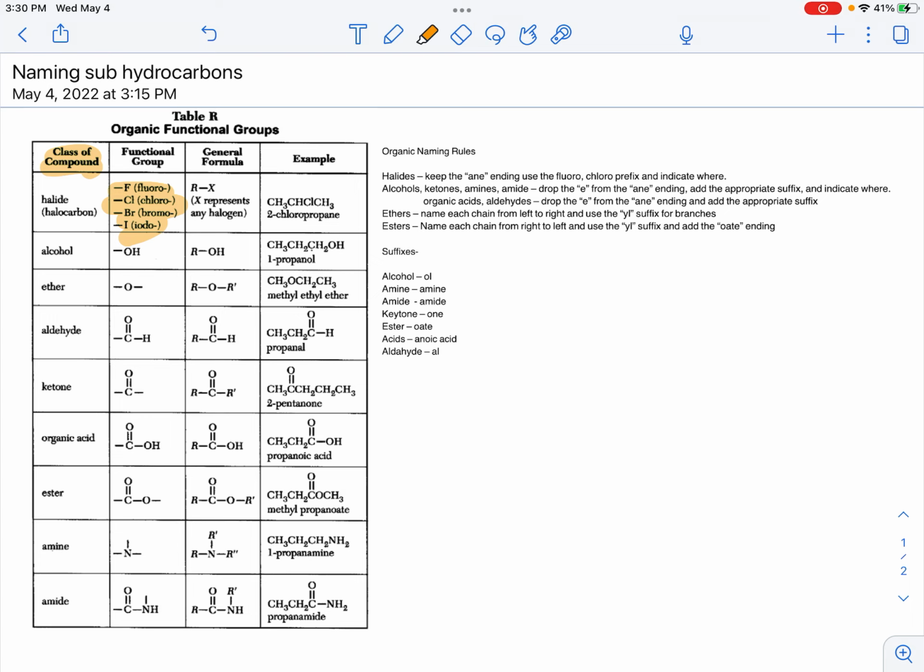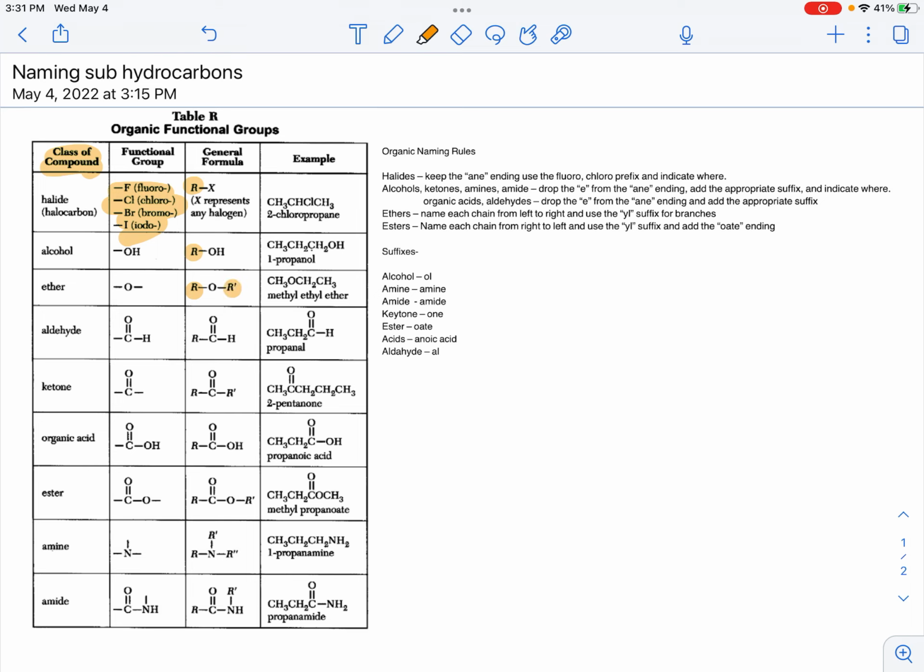And then the general formula. You'll see a lot of R's here. The R just means it could be any number of carbons. Like this could be, for example, one carbon attached to an X or a fluorine, or it could be 3 carbons or 4 carbons or whatever it happens to be. They could all be different. So the R just stands for whatever. It's a dummy for any number of carbons.